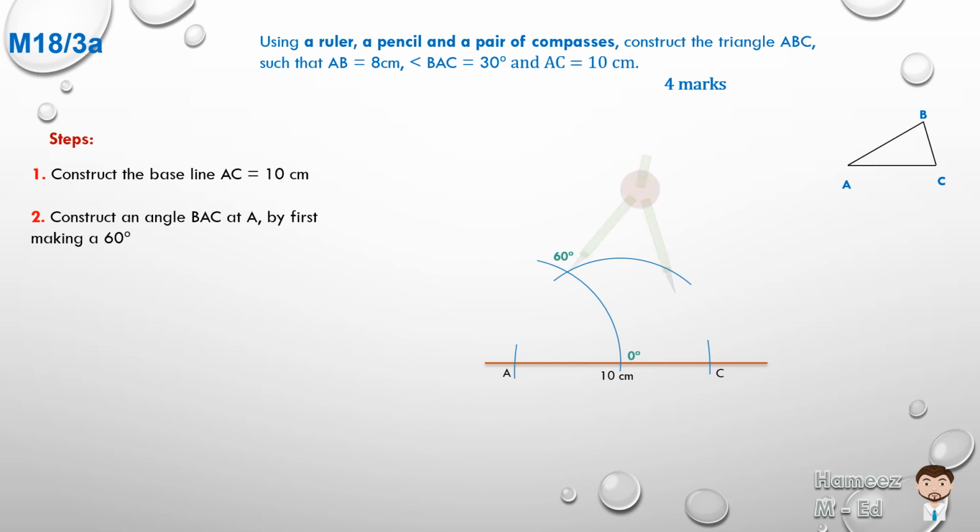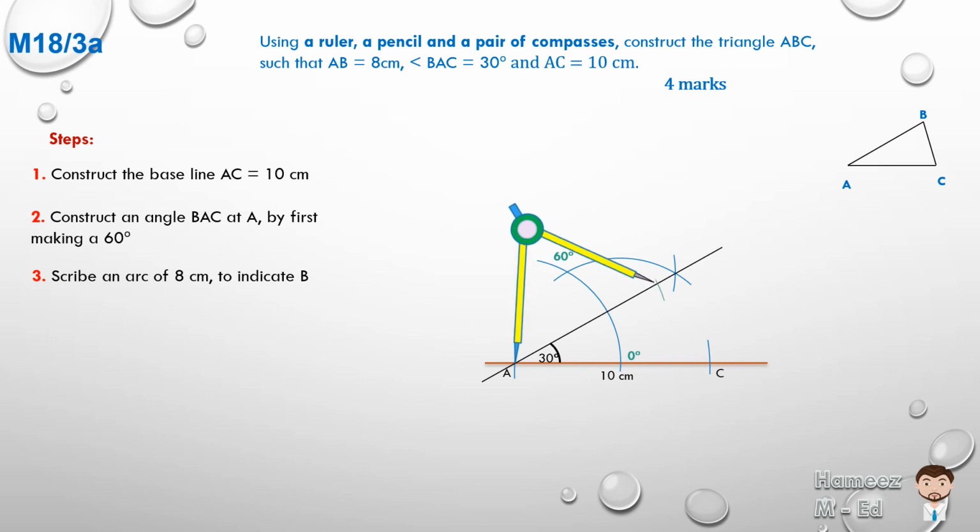So we have drawn an arc at 0, and we've drawn an arc at 60. Where they intersect, that will be 30 degrees. So we draw a long line passing through A and the intersection. And how do we find B, that point? We know that AB is equal to 8 centimeters. So we open our compass to 8, rest it at A, and scribe an arc. The point of intersection between the angle and that arc we just scribed, that is B. So we can complete the triangle ABC by drawing a line passing through C and B.